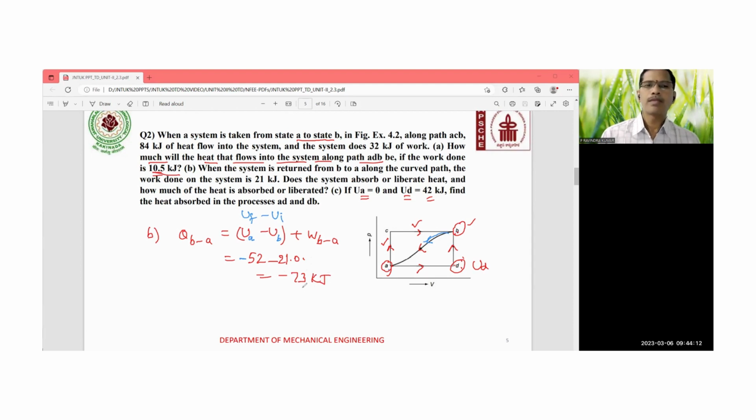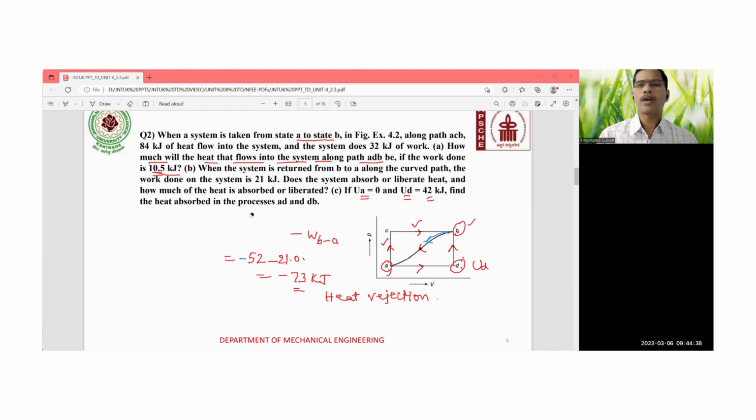So here minus means the system is liberating the heat, or heat is rejected by the system. So here heat rejection is taking place. Heat rejection is happening from the system because it is minus 73. So that is, the heat is rejected, right? Hope you understood. So that is the second bit solving.